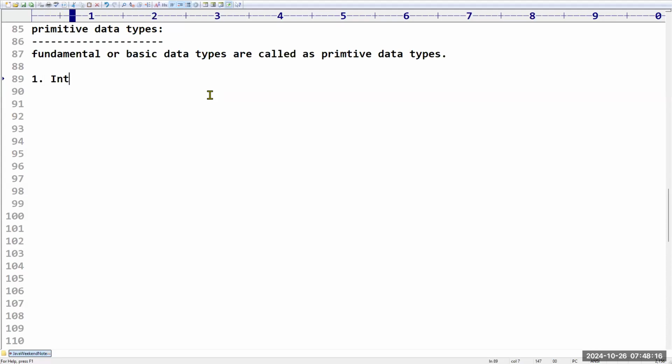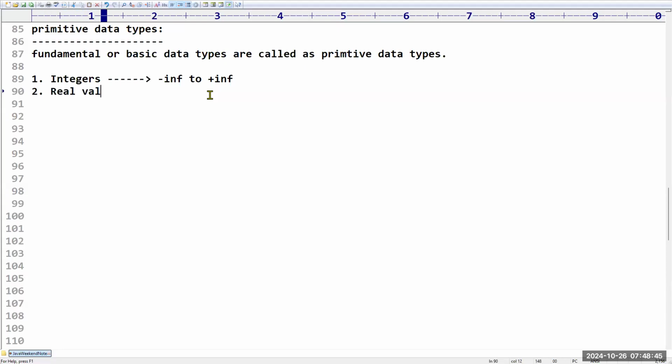The first division is called integers. It is always from minus infinity to plus infinity. Remember carefully: the numbers which you take from minus infinity to plus infinity are always considered integer type of data. Any number you can take from minus infinity to plus infinity comes under integer type of data.